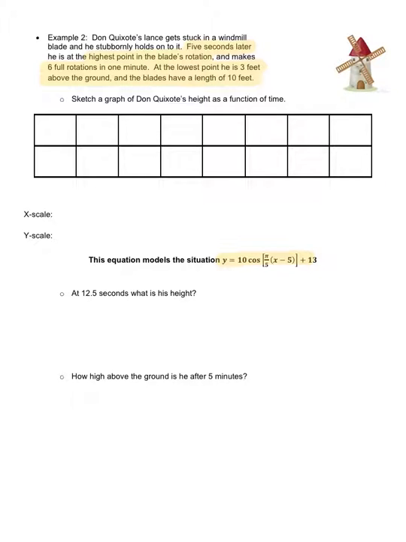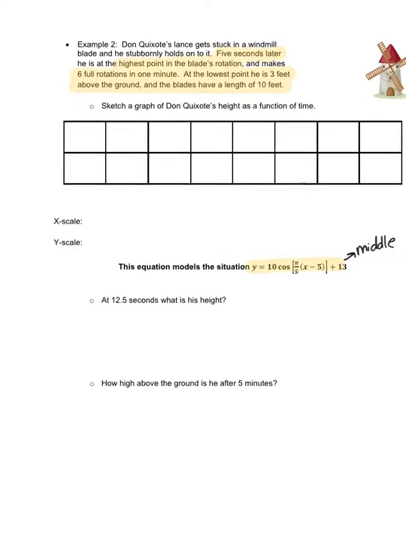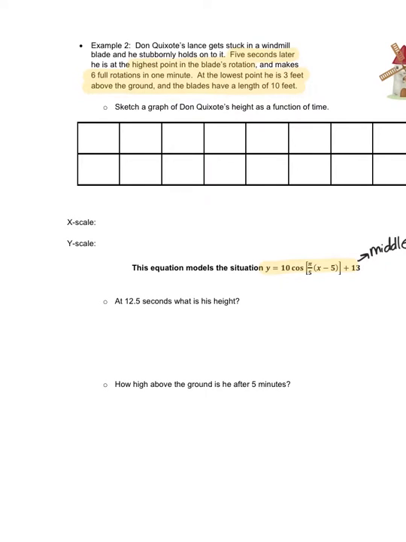So let's start sketching based off of this equation. Let's do this point. Remember, this is the middle, and this is going to go on your y-axis. This front number is my amplitude. So I can either go 10 above 13, which would get me to 23, or I can go 10 below 13, which would get me to 3.